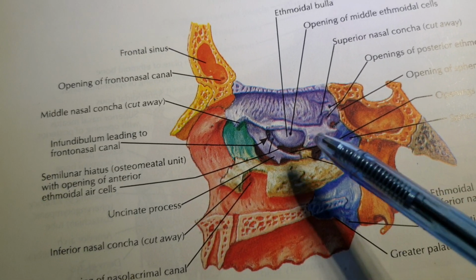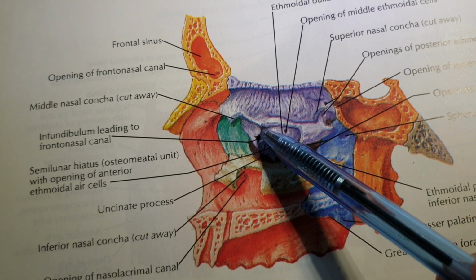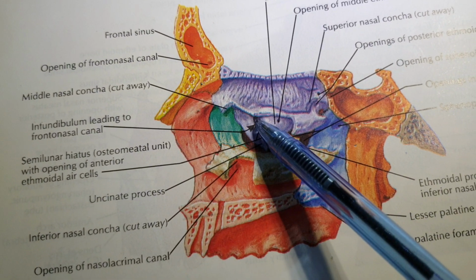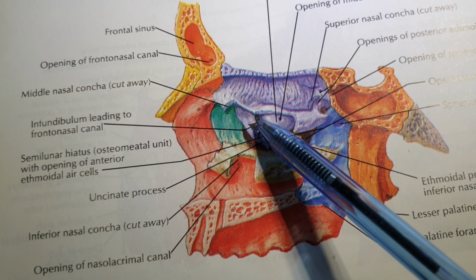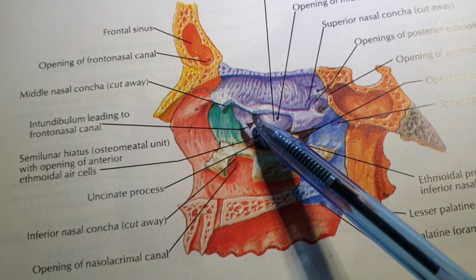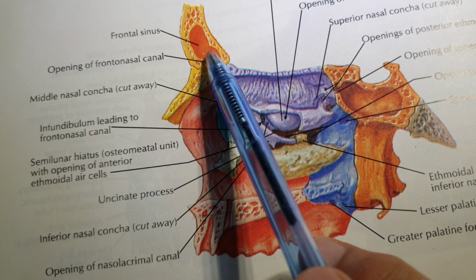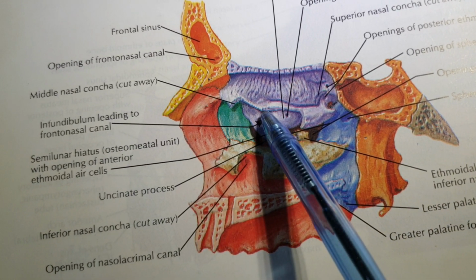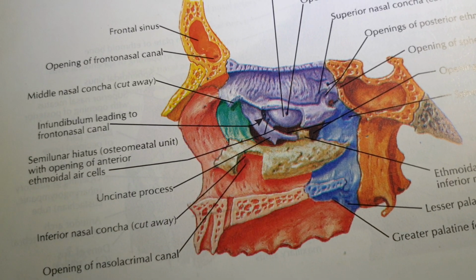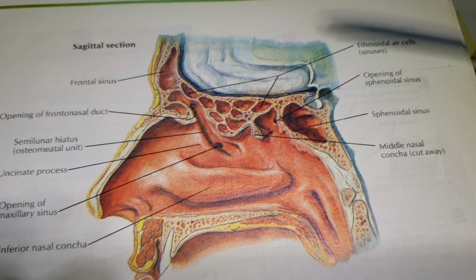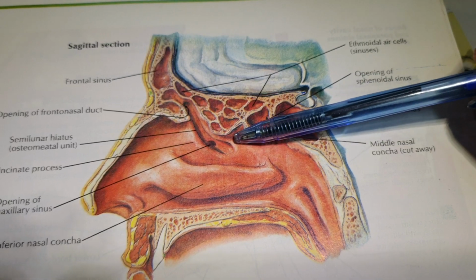And just below the ethmoidal bulla is a groove which is called the hiatus semilunaris, and the anterior part of the hiatus semilunaris is called the infundibulum. So the duct of the frontal air sinus, which is called the frontonasal duct, eventually opens into the infundibulum of the hiatus semilunaris. In this diagram, both the superior and the middle concha have been removed.